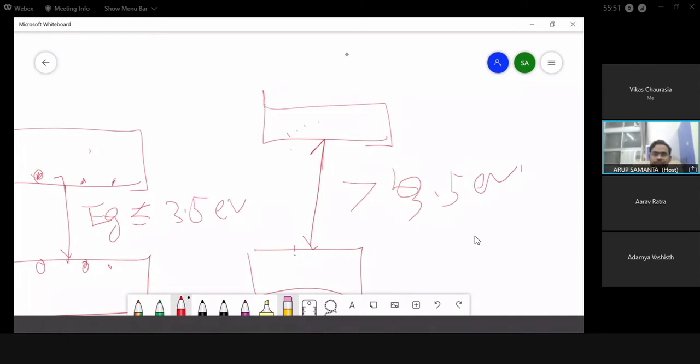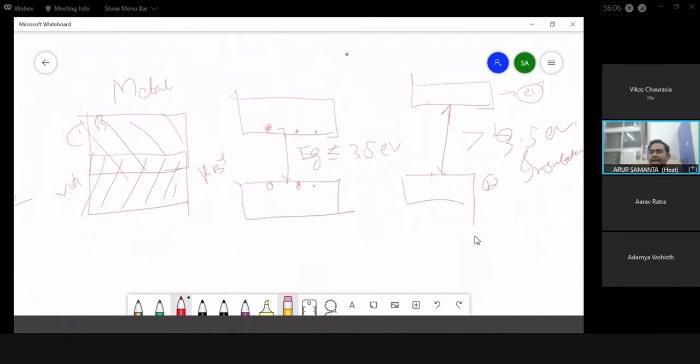This means no electrons in the conduction band and no holes in the valence band. The valence band is always filled. This is called the insulator.